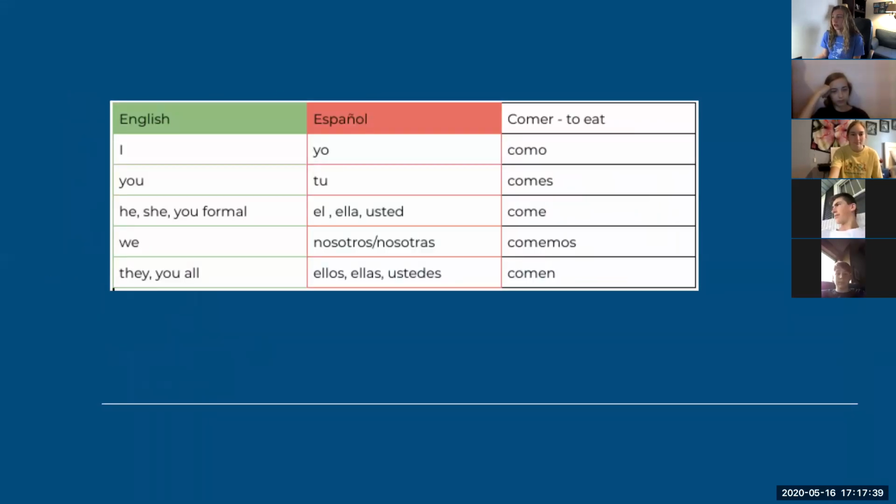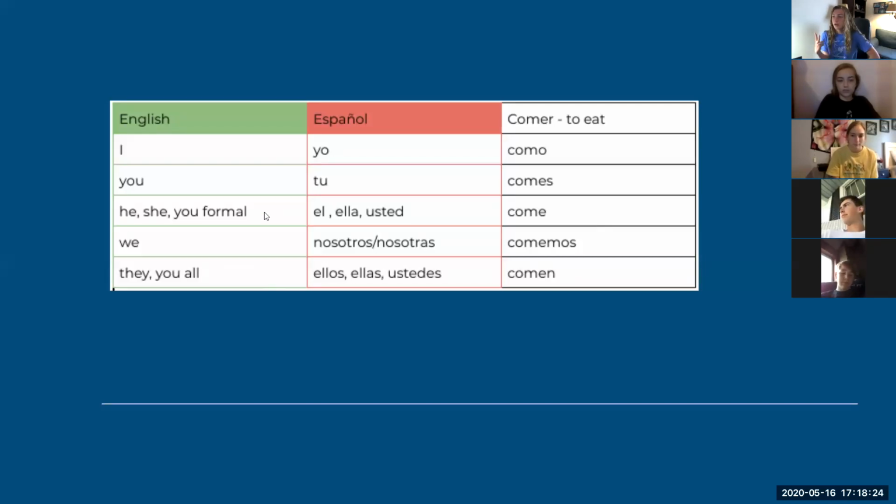So here's a chart, and it shows you the English word and the Spanish words. These are called the pronouns. And here's a sample verb, so comer. Yo como, tú comes, él, ella, usted come, nosotros, nosotras comemos, and ellos, ellas, ustedes comen. So when I say yo como, that means I eat. Tú comes, that's you eat. He, she, or you formal is come. And we is nosotros, nosotras comemos. And they, you all, is comen.